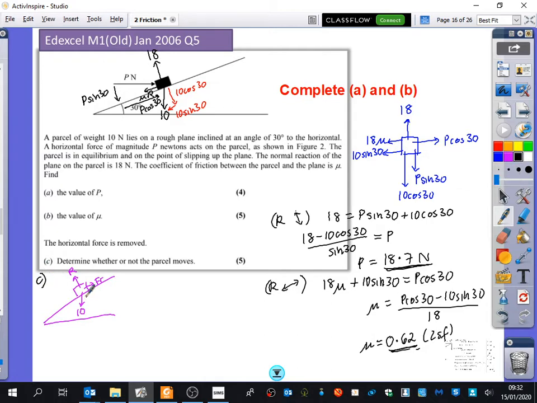Now, because it's actually saying determine whether or not the parcel moves, this value of the friction, if it's not going to move, it might not even be in limiting equilibrium. It could just be sat there, and the friction might not have reached its maximum. So if I draw another one of those extra diagrams that we like to do, we've got R that's going upwards, and if we split those into two forces, what's the one coming out the bottom? It's still the same as before, 10 cos 30, and then we have 10 sine 30, and then to the right we have the friction. Now, to determine whether it will move, what are we interested in actually finding out here?